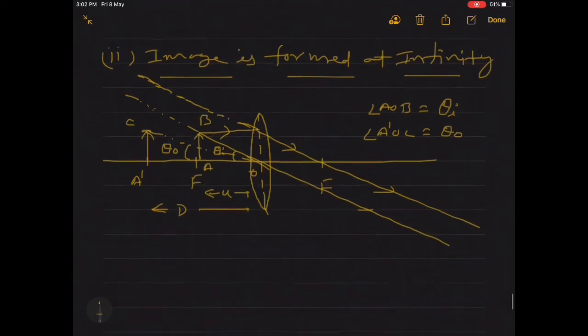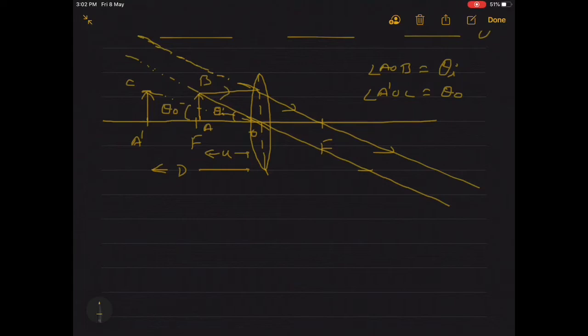Now we have to deal with the term angular magnification. This time also, m is equal to theta I upon theta O. So what is theta I?